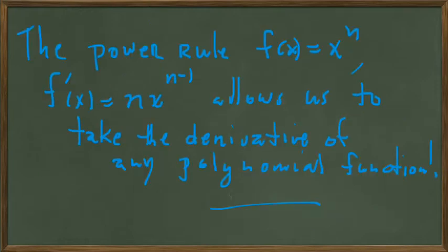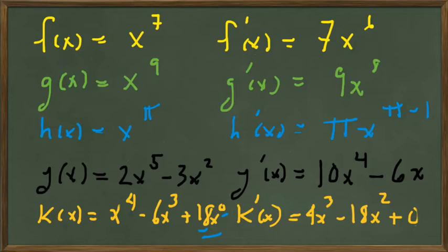So one final summation, that the power rule for f of x equals x to the n, f prime is n, x to the n minus 1, as we saw in the examples on the previous slide. It allows us to take the derivative of any polynomial function as long as we apply it repeatedly to the terms involved.